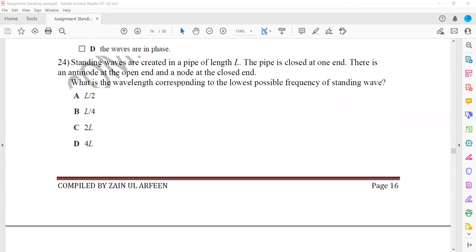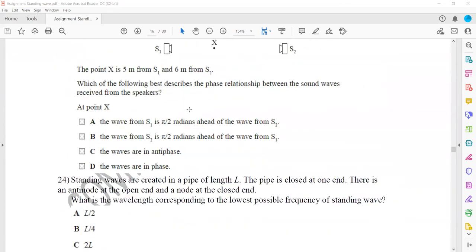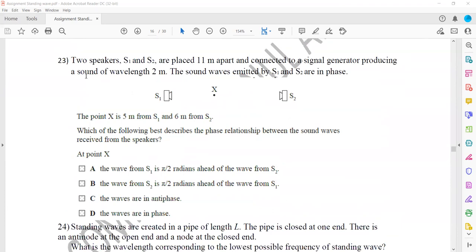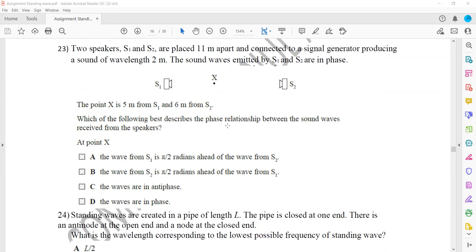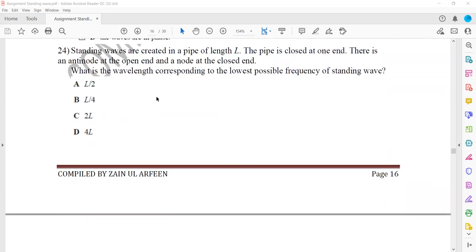This question is the previous question. This one is about two speakers connected producing sound wave. Yeah, this is about interference. Standing waves are created in a pipe of length L and it's closed at one end. There's a node at the open end and antinode at the closed end. Means this is a pattern of the vibration. Antinode is there and node.